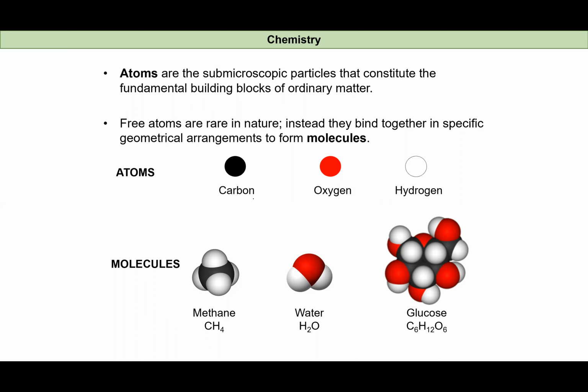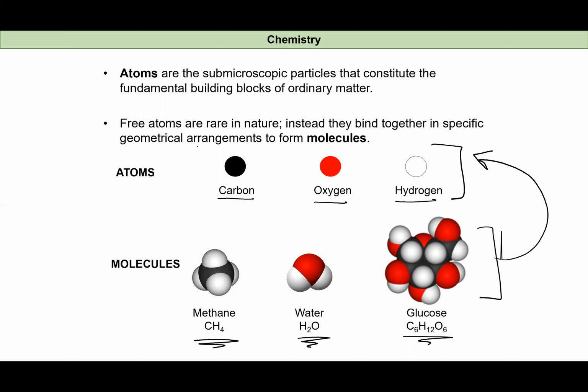So we have atoms like carbon, oxygen, and hydrogen that don't actually exist on their own very often. But they combine in a ton of different ways to actually form the molecules that make up our life. Methane is a gas, water is the solvent of our life, and glucose is sugar. And these are all made up of the same three types of atoms: carbon, oxygen, and hydrogen. They're just different numbers of these atoms combined in different ways.